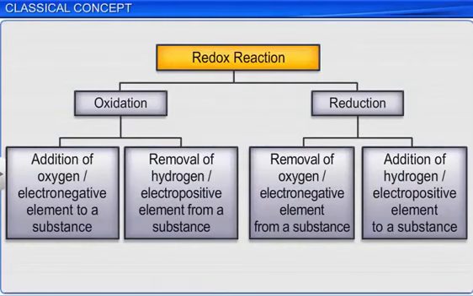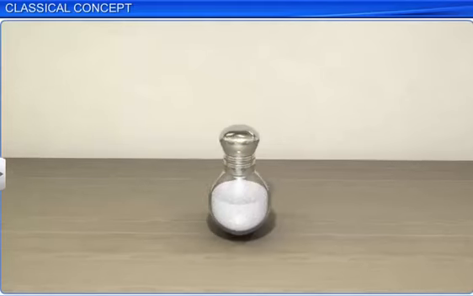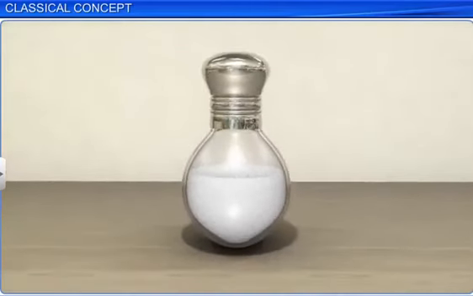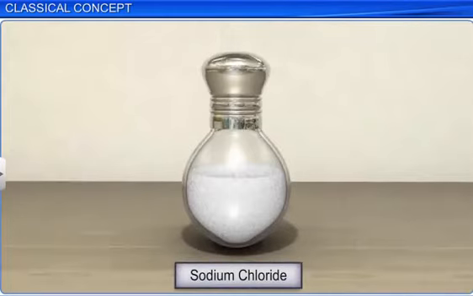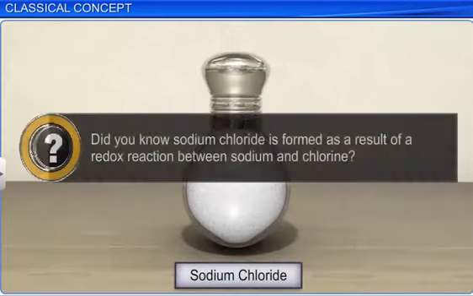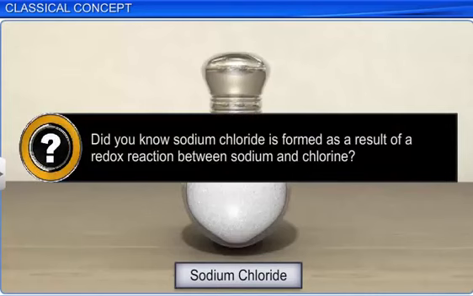Let's look at some examples of redox reactions. Let's look at an example. Consider the common salt sodium chloride. Did you know sodium chloride is formed as a result of a redox reaction between sodium and chlorine? Let's understand how.